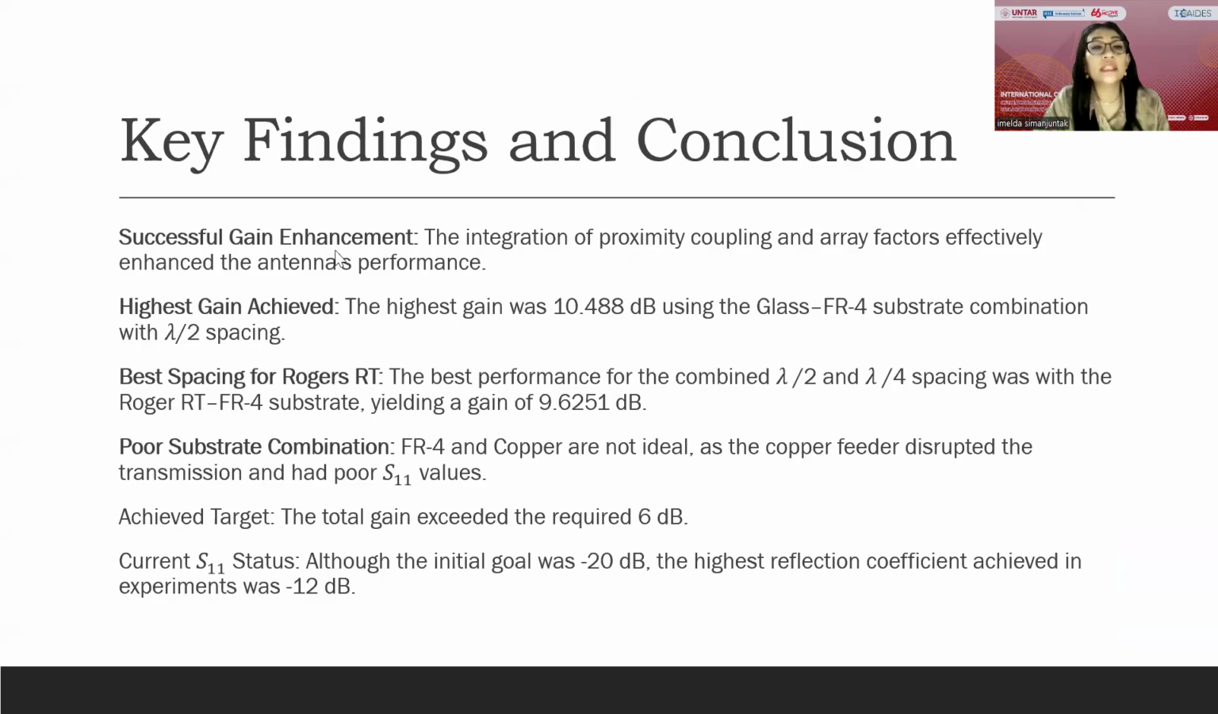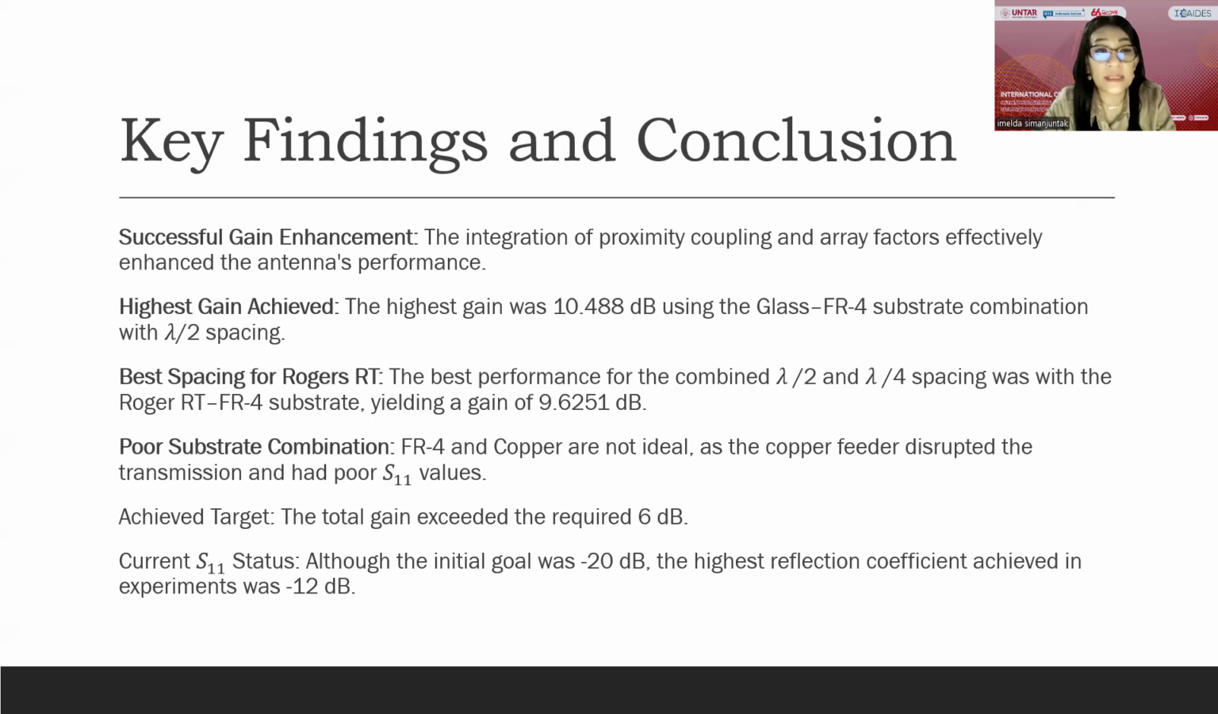The successful gain enhancement is the integration of proximity coupling and array factor, which effectively enhances the antenna's performance. The highest was achieved using the glass and FR4 substrate combination with spacing lambda divided by 2. The highest gain was 10.488 decibel.